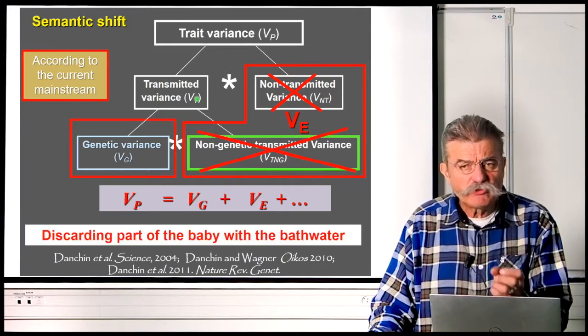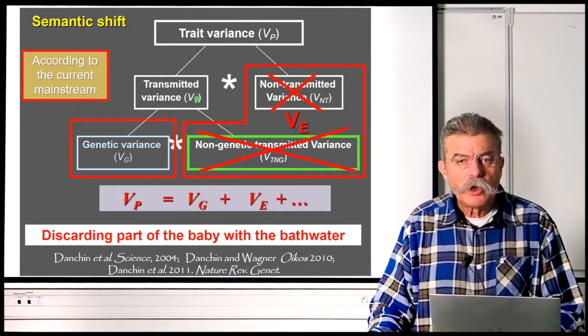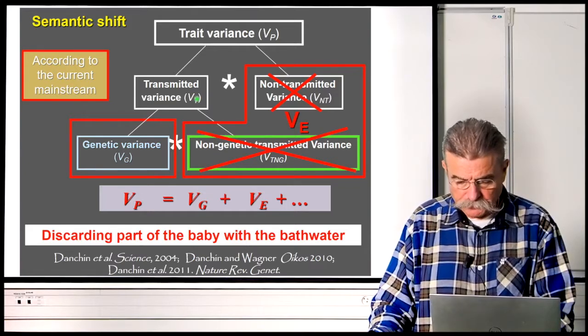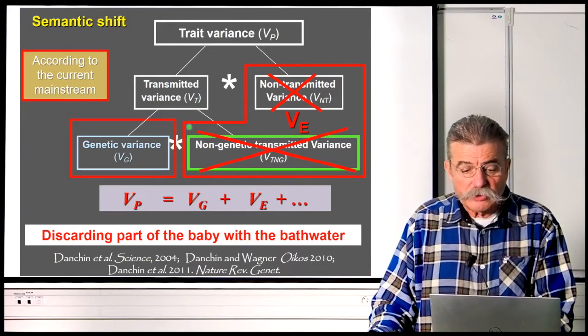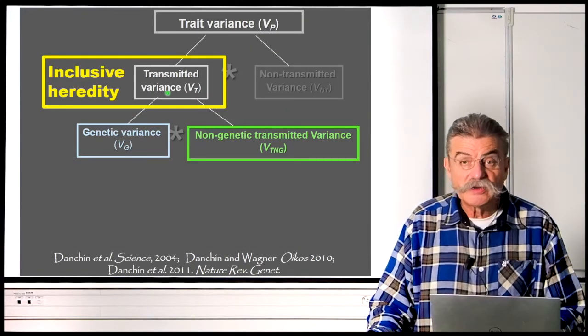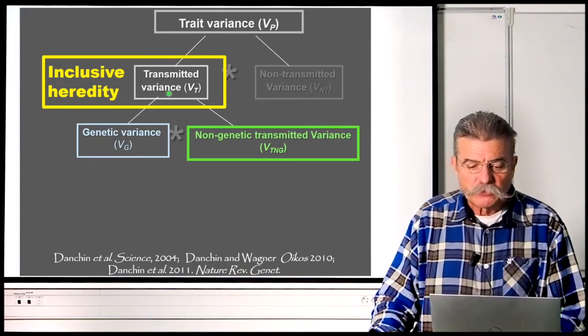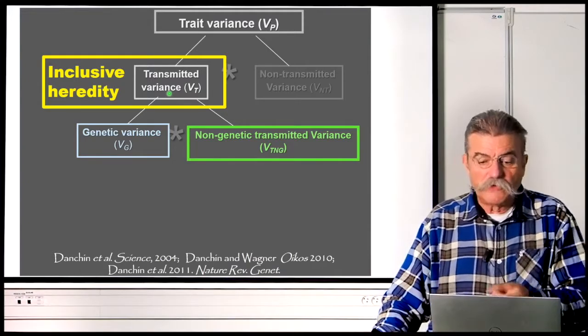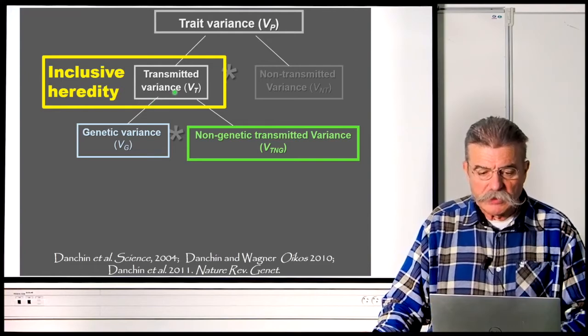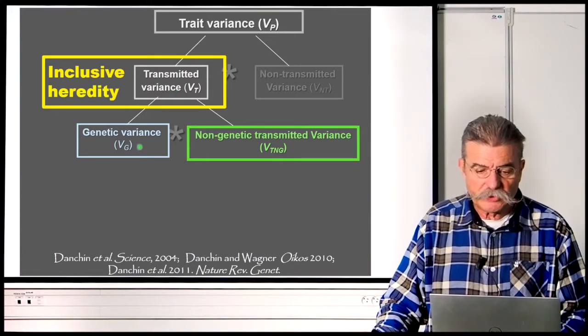So in wanting to purify genetics, somehow we kind of discard part of the baby with the bathwater. And this is because the real baby we want to study is not genetic variation, it's the variation that is transmitted to the next generation. The part of variation that leads to parent-offspring resemblance, which I call inclusive heritability, because it includes any dimension of this inheritance.